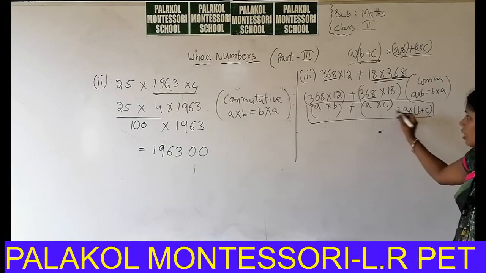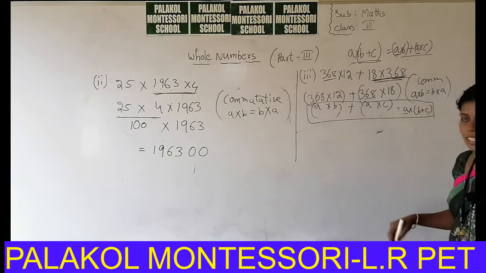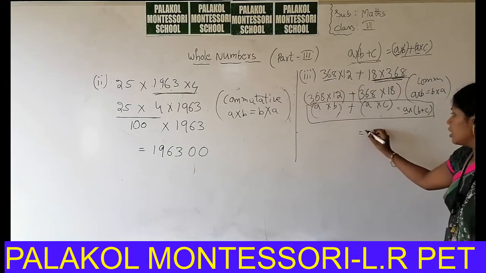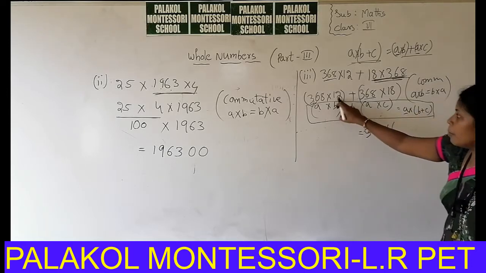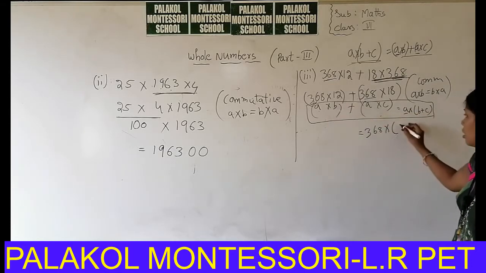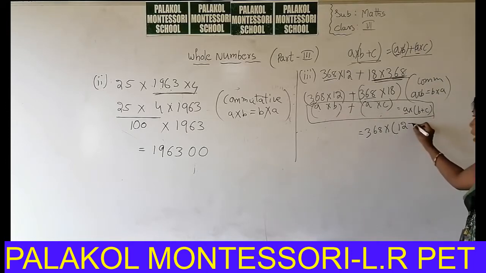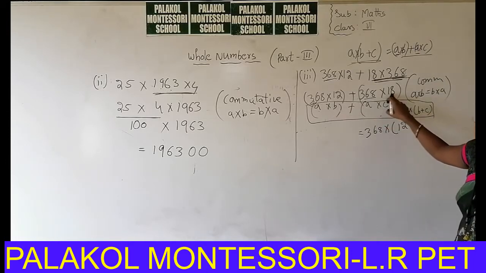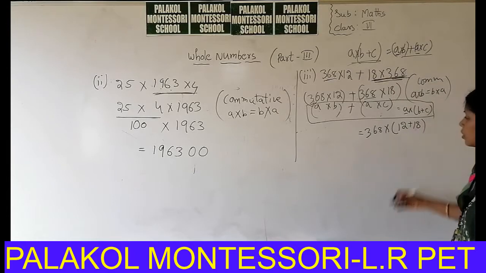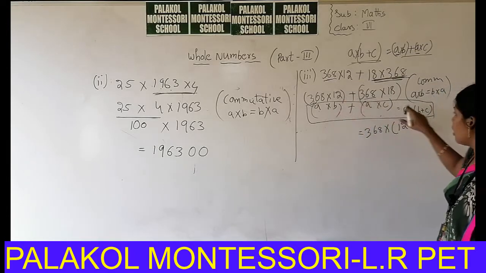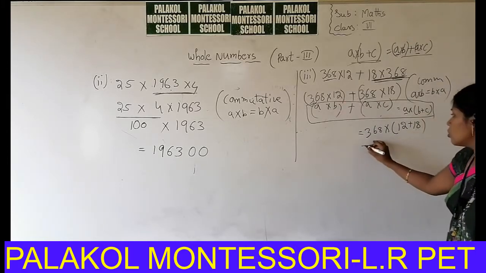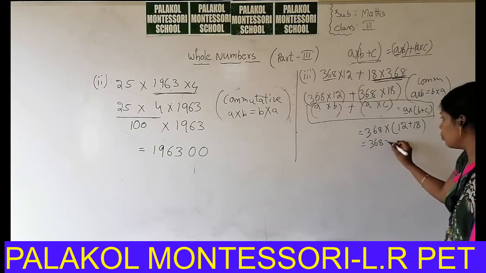So A, what is A? A is equal to 368. 368 into what is B? B is equal to 12. So next plus what is C? 18. So this is in this form, we can write in this form. So 368 into 12 plus 18.